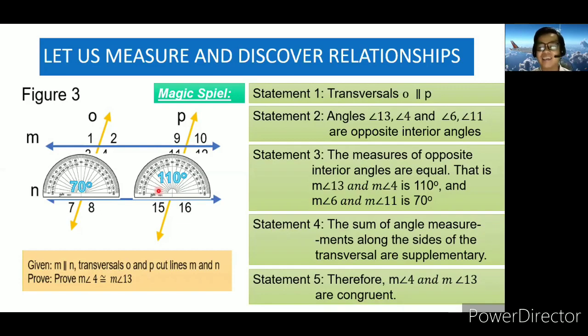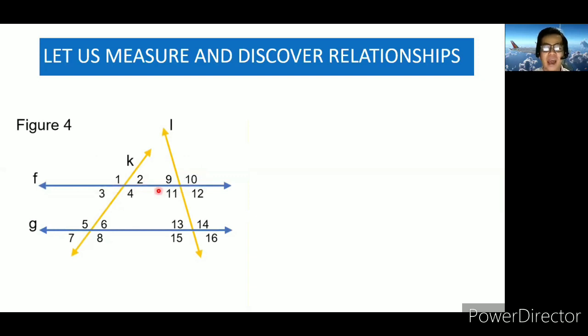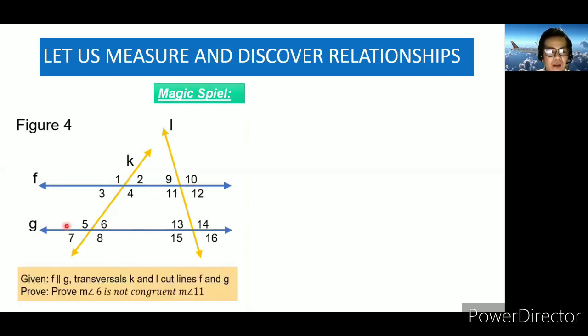Now, let us try our last example. Let us draw figure 4. And we will label our parallel lines, transversal lines, and angles from 1 to 16 in order. Given here is line F is parallel with line G. Transversals K and L cut lines F and G. Then you need to prove that angle 4 is not congruent with angle 13. Remember, again, you need to prove that angle 4 and angle 13 are not congruent.